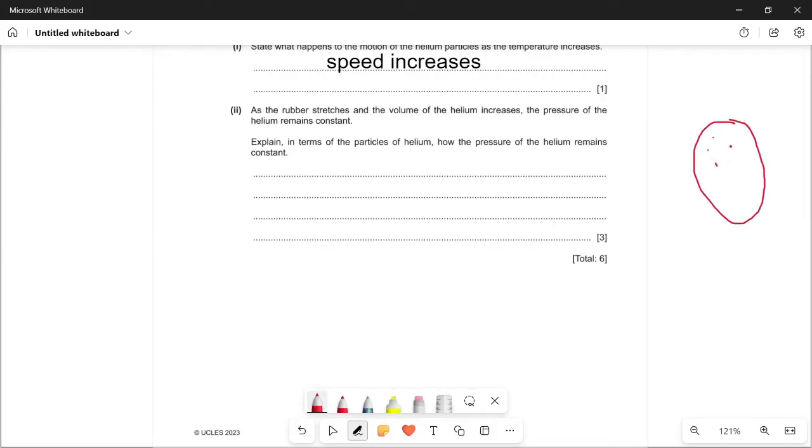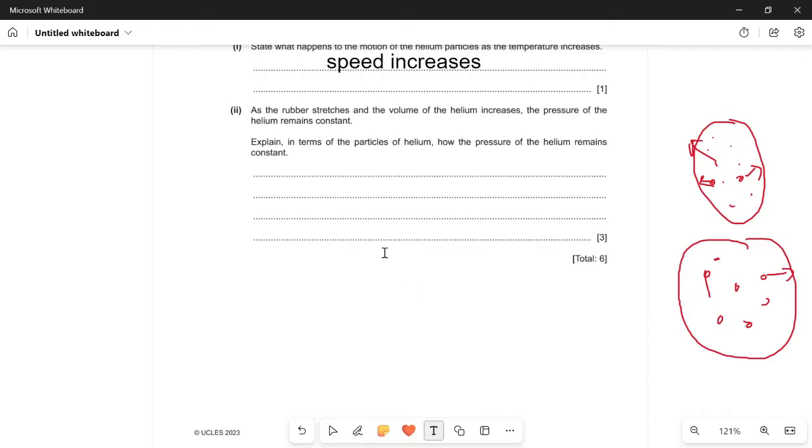and then there are helium particles present. When the temperature is increased, they start moving faster, and they hit the walls harder with greater force. But when the volume increases, the helium particles would hit the walls less. So there would be less density, and they would hit the walls less because there's more space. So these two effects cancel out each other.